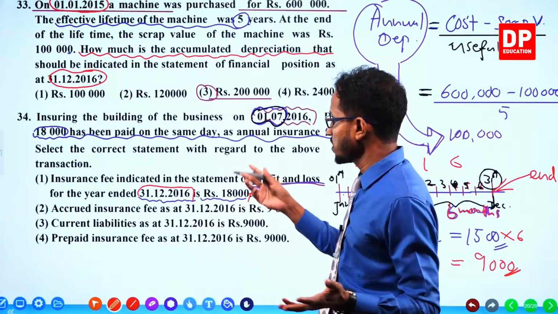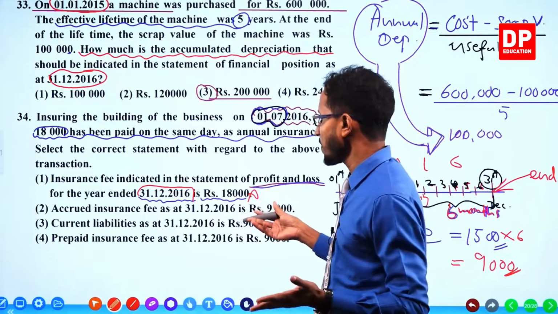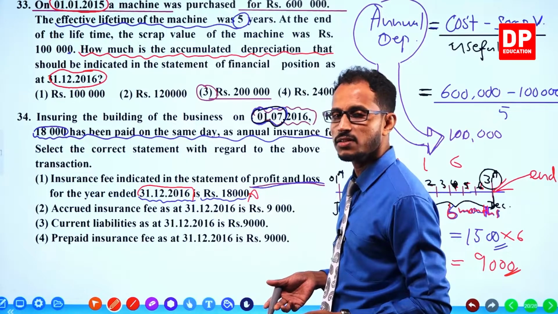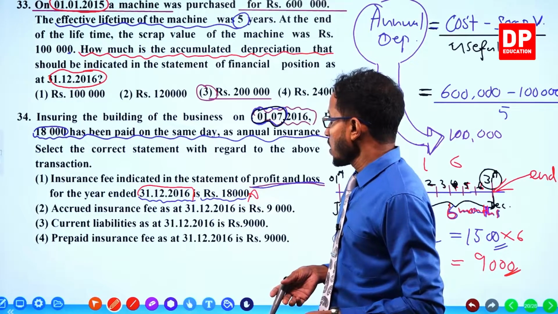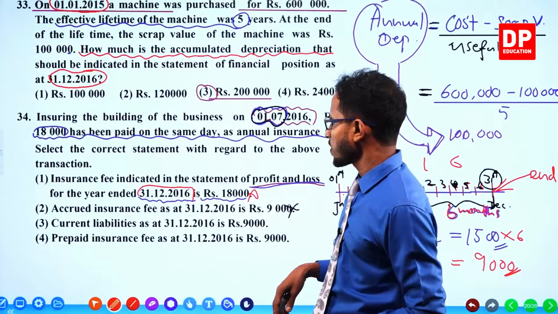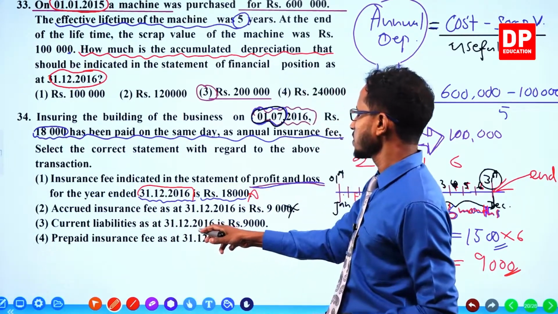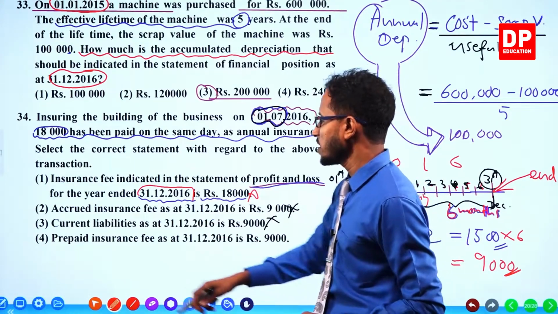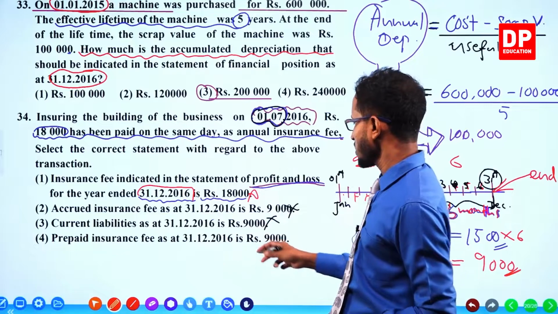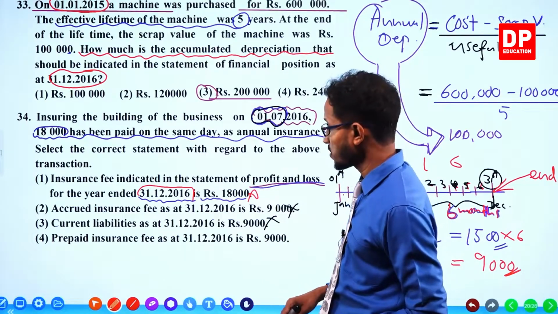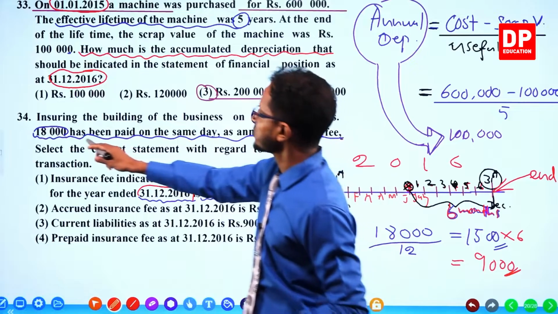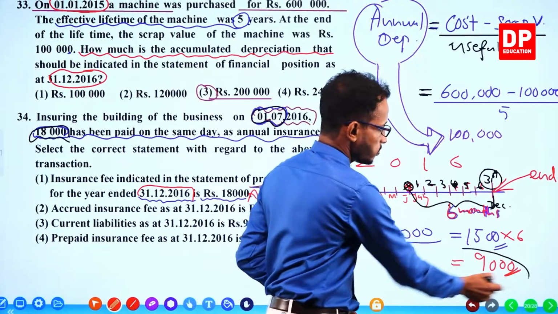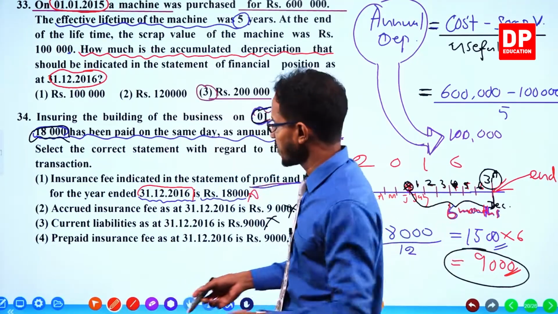That means the insurance was not accrued actually. It was prepaid, paid in advance, because 18,000 was paid. So this is also wrong. Current liabilities as at 31st December 9,000? No, it's not a current liability. Prepaid insurance fee as at 31st December was 9,000, because 18,000 was paid. Only 9,000 was relevant for this year. That other 9,000 is prepaid. Answer is this.